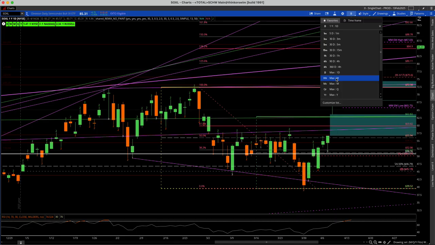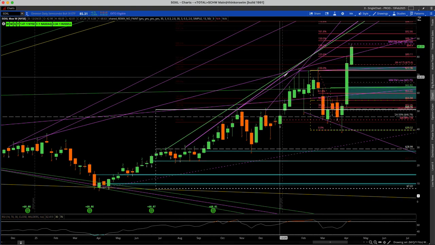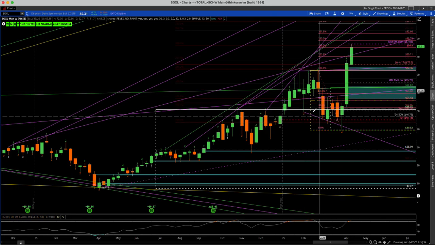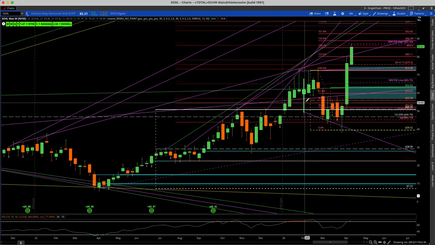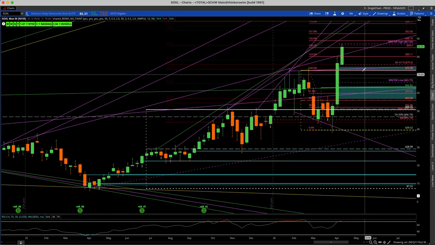On the week, we did go ahead and make a higher high. So again, lower low to higher highs, just expanding this broadening formation that we've been in since February, right? Yeah, not a whole lot to say here.